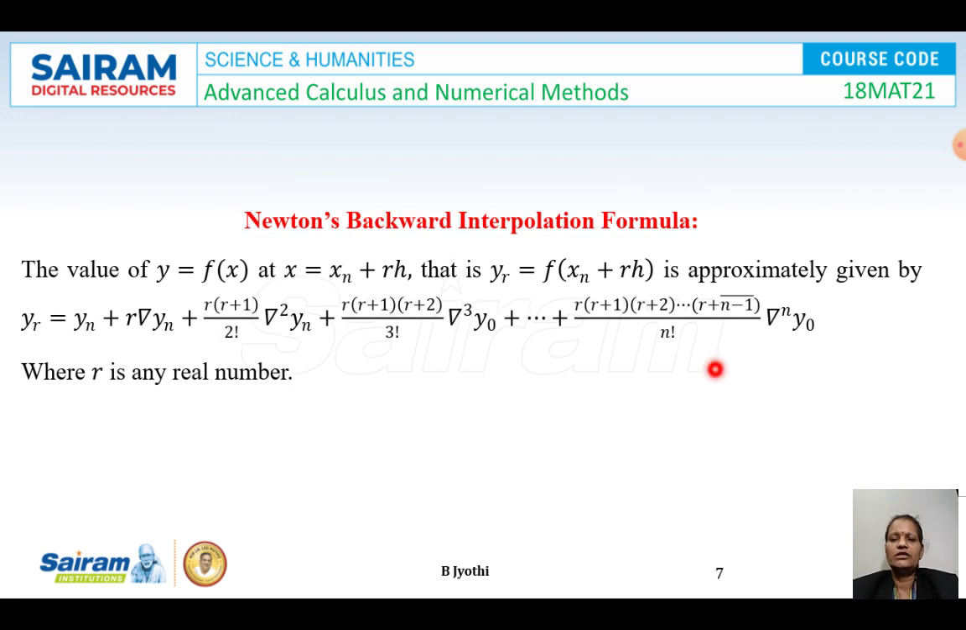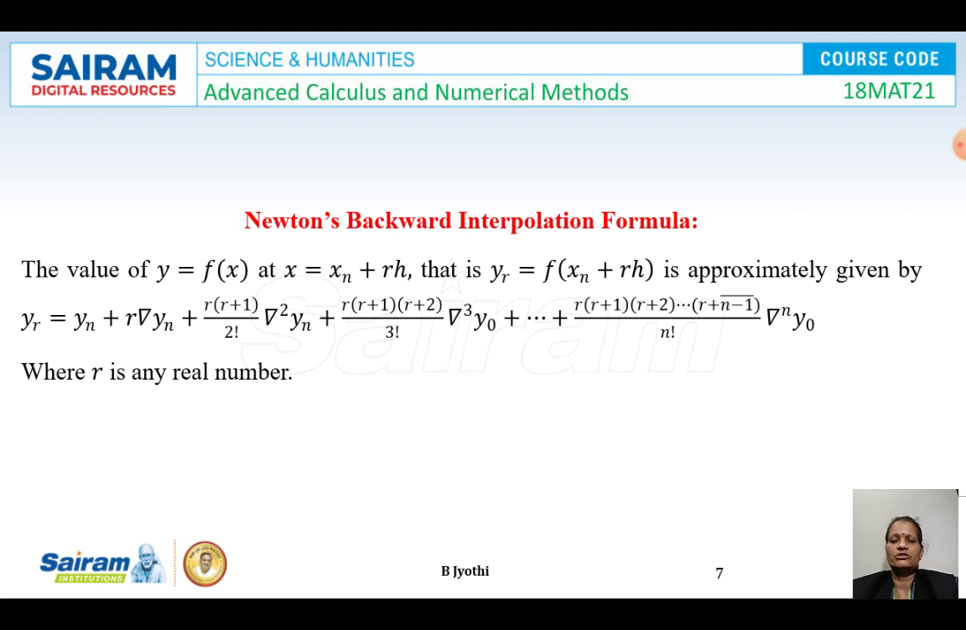Next is Newton's backward interpolation formula. This backward interpolation formula is used in order to find a value which is near the end, near to xn, whereas the forward interpolation formula is used when the value is before the midpoint, that is from x0 to the middle of x0 to xn.